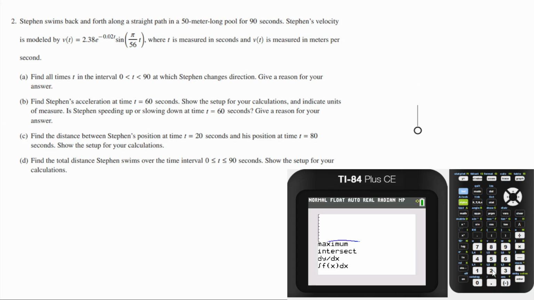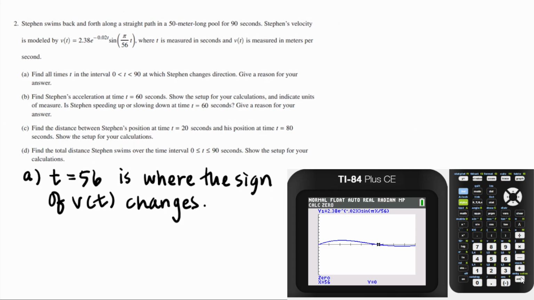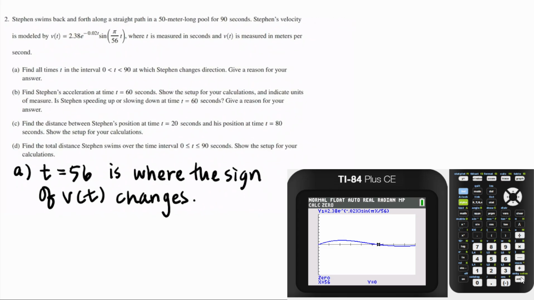So we're going to calculate a zero, that is to the left of the zero. Something like, we're at 45, so like 75 should be to the right of that. Yes, give it a guess, and then we've got t equals 56. Okay, so I'm going to say for A, t equals 56 is where the sign of velocity changes. Okay. And you can't totally see it, but that's just what I wrote there. Nothing more than that required.